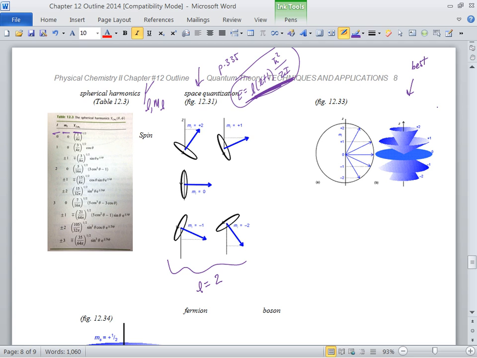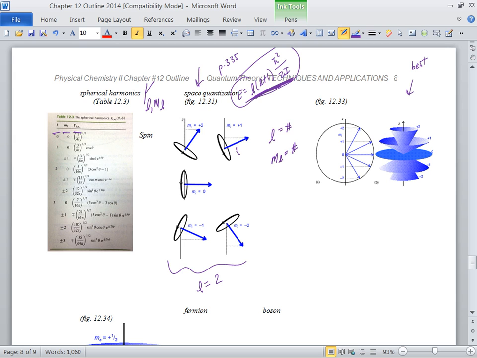Well, if you're going to draw them, you need to know what L is and what m sub L is. Otherwise, you're not going to be able to draw these. Once they tell you what L is, if they tell you L is 1, you're going to be drawing 3 of these because there are 3 different m sub L's. Make sense? So how do you draw these?